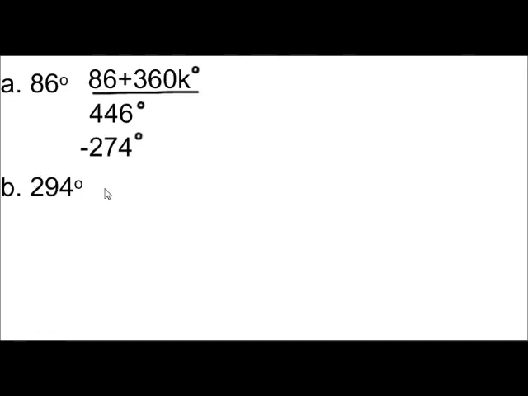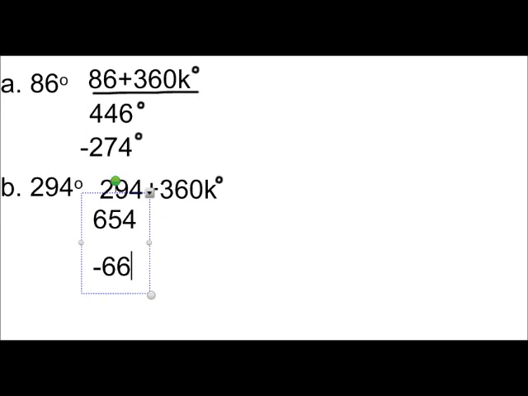So for 294 degrees, you do the same thing. All coterminal angles would be of the form 294 plus 360k degrees. A positive coterminal angle would be, for instance, 654 degrees, and a negative would be negative 66 degrees. So that's all it means. All three of these angles end at the same place, and any angle that is a full multiple of 360 degrees away from 294 will also end in the same place.